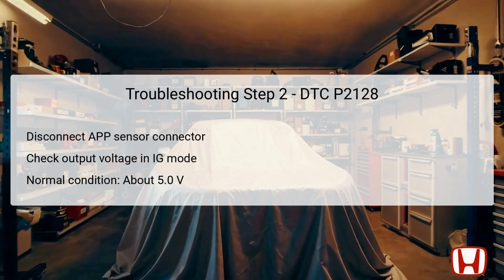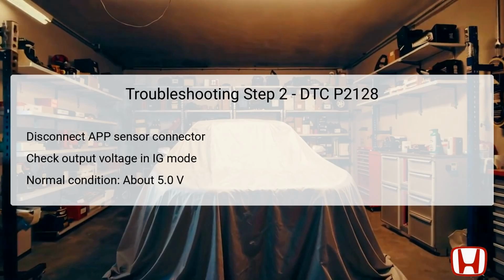In the second step of our troubleshooting process for DTC P2128, the technician should disconnect the APP sensor connector, which contains 6 pins. This disconnection is necessary to isolate the sensor from the vehicle's electrical system for independent testing.